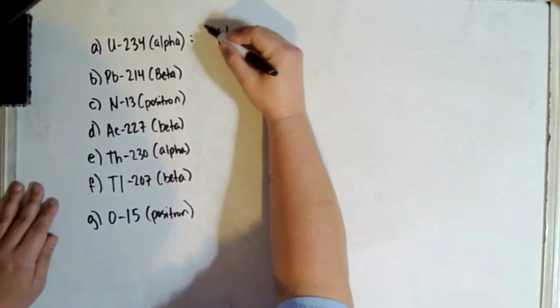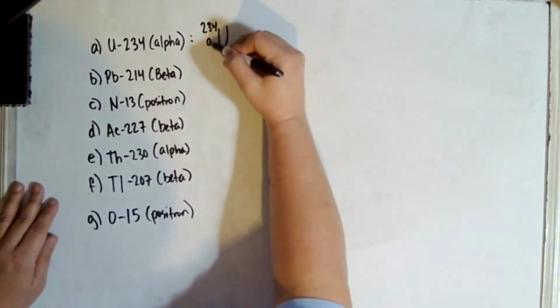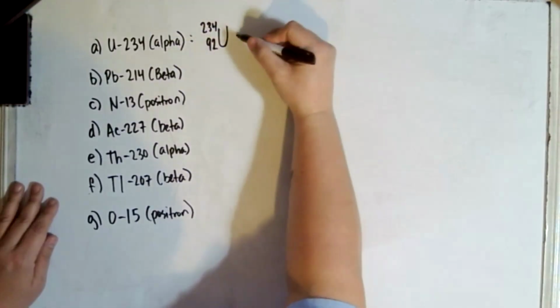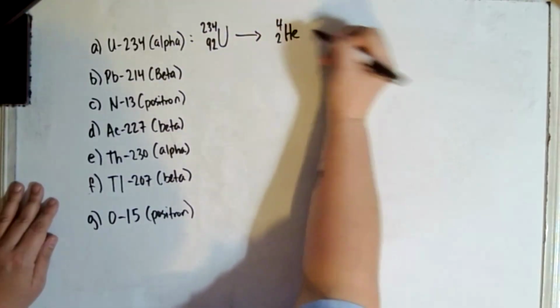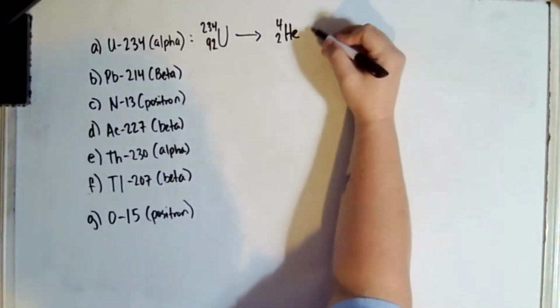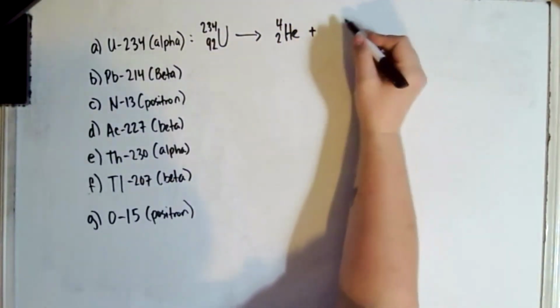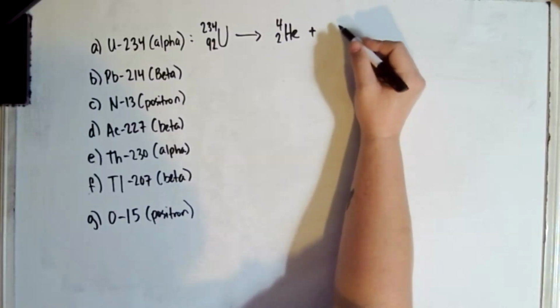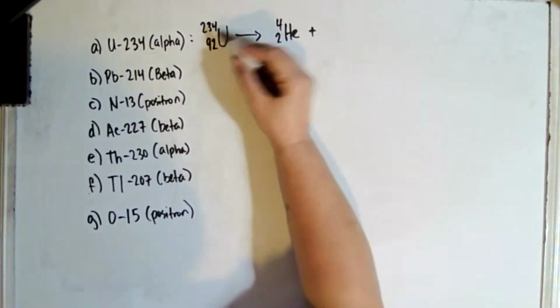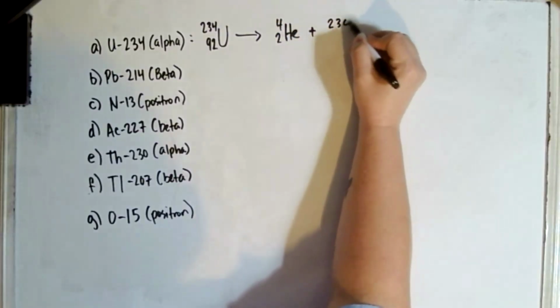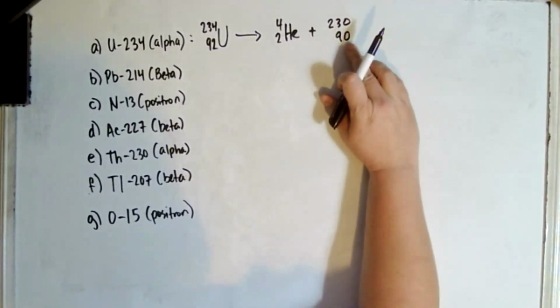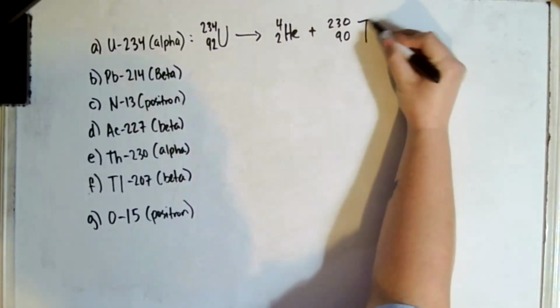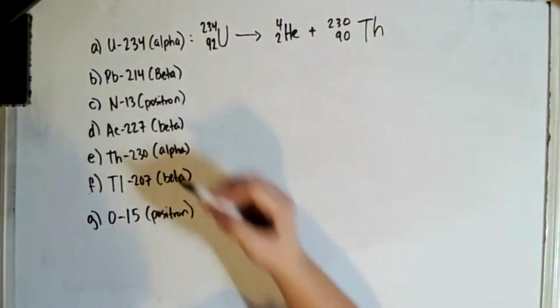Uranium-234, atomic number 92. It's going to undergo alpha decay, which means that our radioactive particle is going to be an alpha particle. And to figure out what's left over for our daughter isotope, we'll do 234 minus 4 and 92 minus 2. And then we'll look up number 90 on the periodic table, and that is going to be thorium.